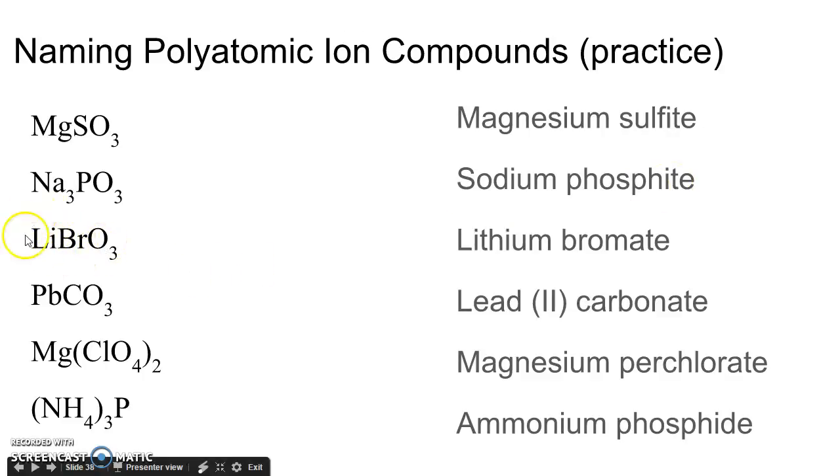LiBrO3, well, lithium is a metal. BrO3 is a polyatomic ion. Lithium is in column 1, so lithium bromate. I name it just as it is on the chart.